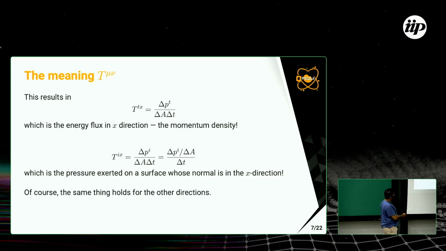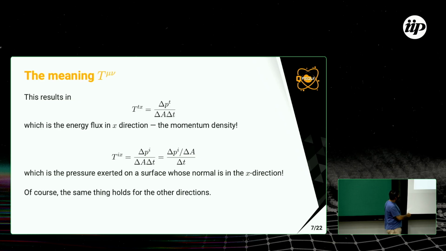Sorry, it's wrong here. This over this is a force. So this force over the area is pressure. So this is the momentum current. Momentum current is exactly the same as pressure. So it's what you call pressure, actually.